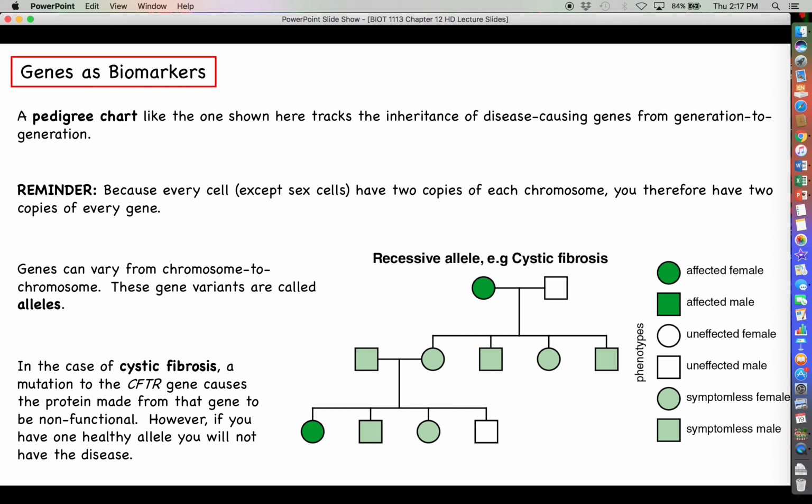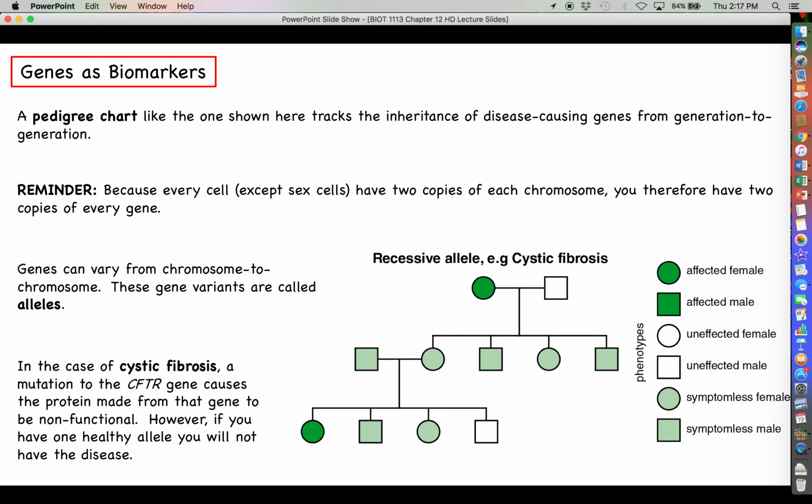So in the case of cystic fibrosis, a mutation to a gene called CFTR causes the protein product of that gene to not be functional. It just barely gets made and then it gets destroyed by the cell, so it's not able to carry out its protein duty.